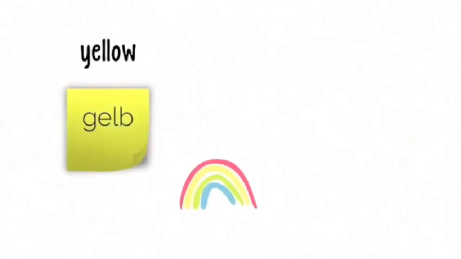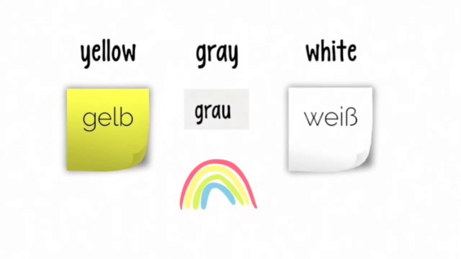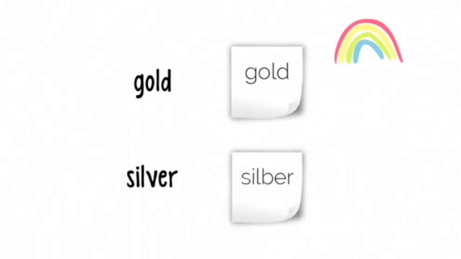Yellow, gelb. Gray, grau. And white, weiß. Gelb, grau, weiß. Gold, gold. And silver, silber. Gold, silber.